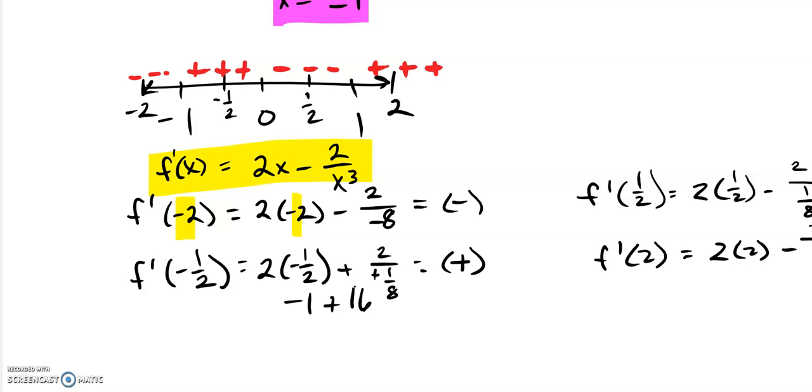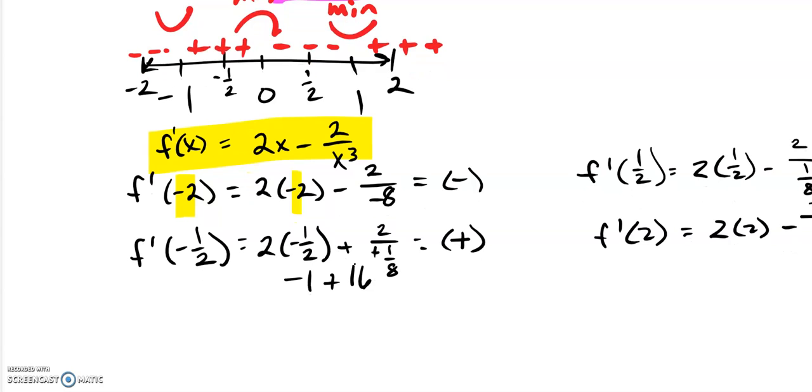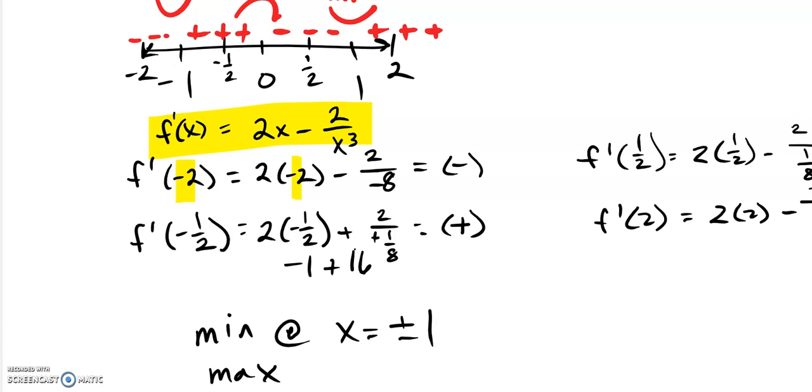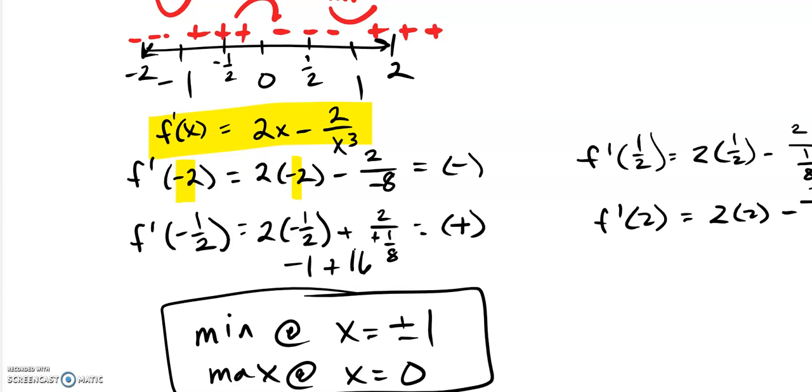So at negative 1, it goes decreasing to increasing. That's where a minimum point is. It's kind of made a smiley face. Here's a frowny face, maximum. When it goes increasing to decreasing, maximum, decreasing to increasing, minimum. So you identify those points. There are 2 minimums, right? So minimum at x equals negative 1 and 1. And then a maximum at 0. And that would be our extrema.